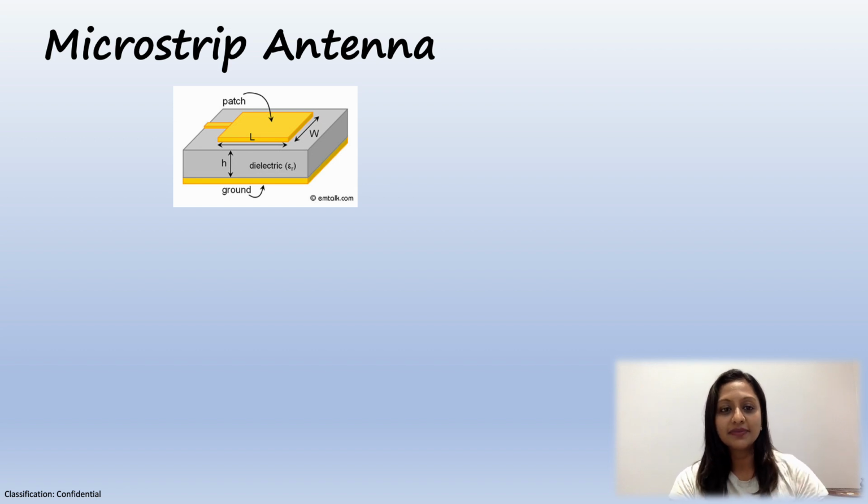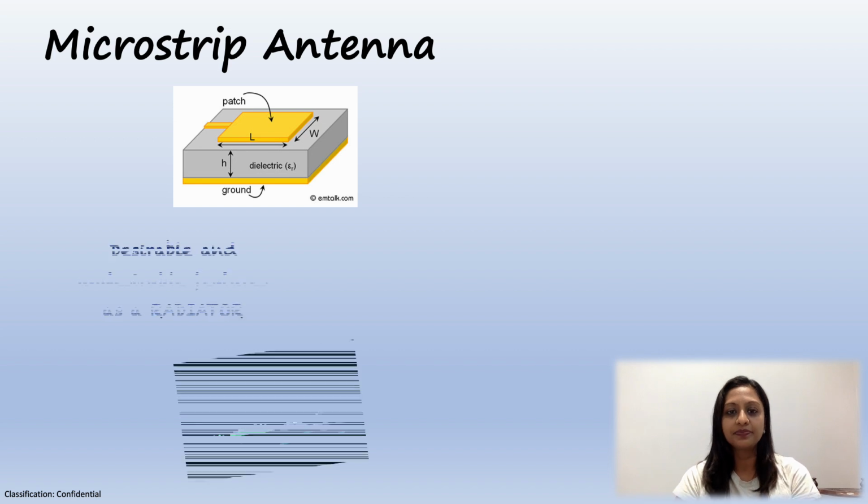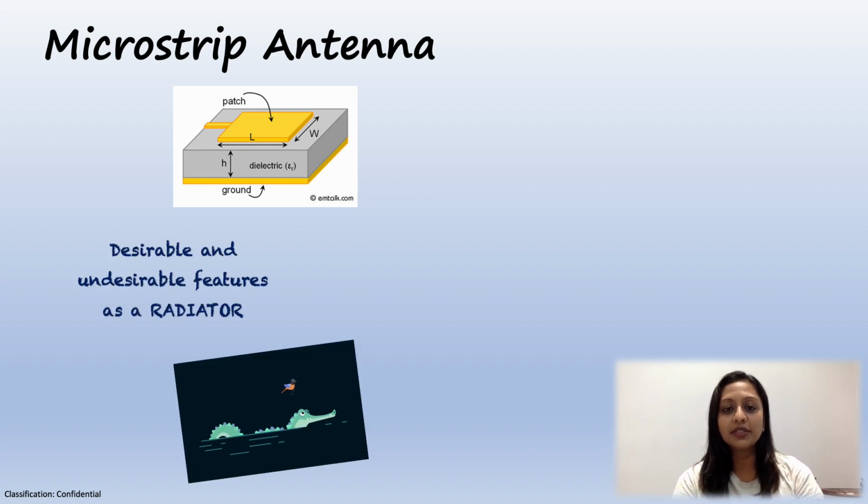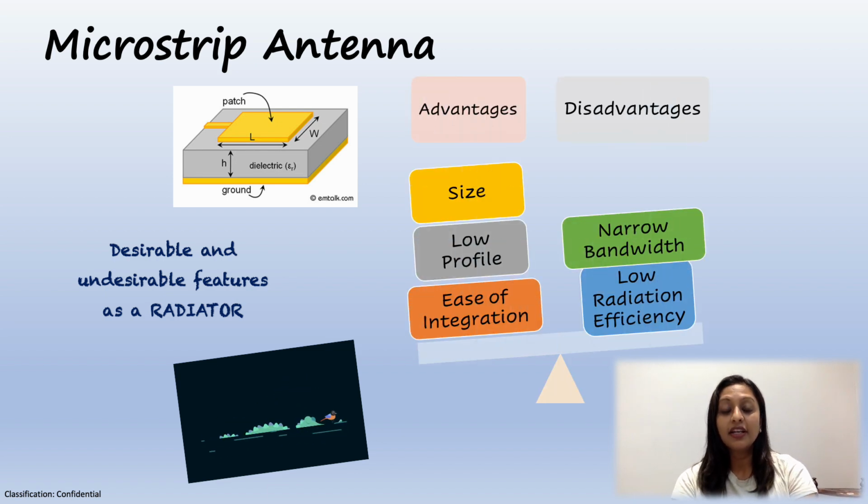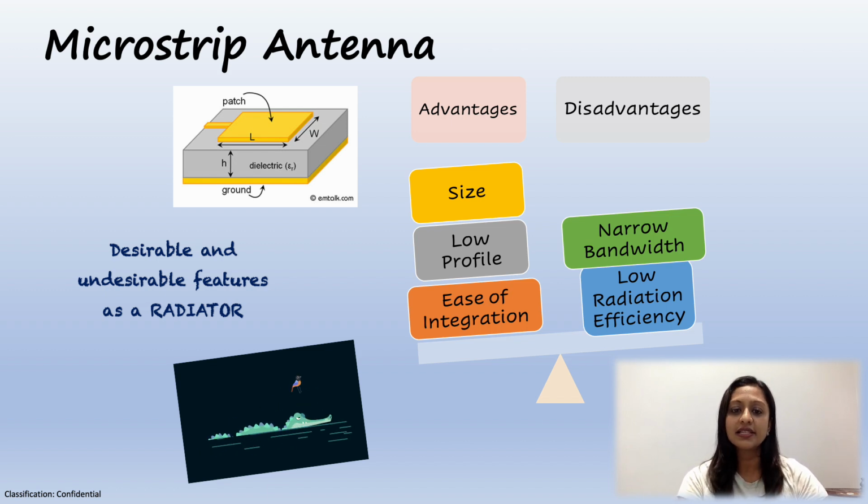In the antenna world, microstrip antenna plays a very important role, which is constructed basically by having a dielectric material, a substrate, and a conducting patch and a ground plane at the bottom. There are a lot of desirable and undesirable features when we consider a microstrip antenna as a radiator. Looking into its advantages, it is very compact, it has a very low profile, and very ease of integration with other PCB or other RF transceiver devices.